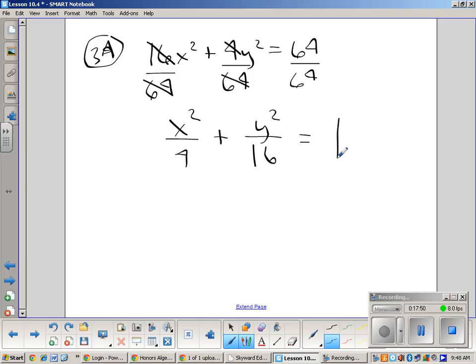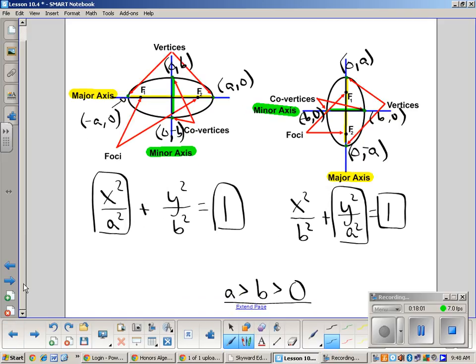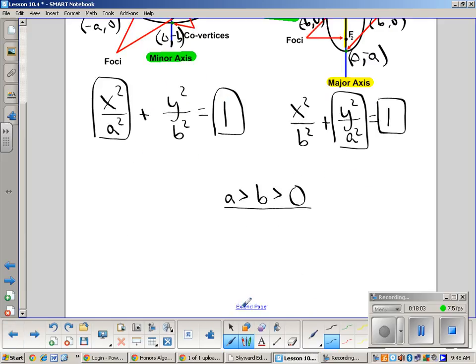AJ, you're saying vertical because? A has to be larger than B, and A is under Y in Yes, vertical. That's what I was meaning. Okay, if we go back to this, right here we said that A has to be bigger than B, right? And so in this case, the bigger number is under the y squared, so it's going to be vertical.